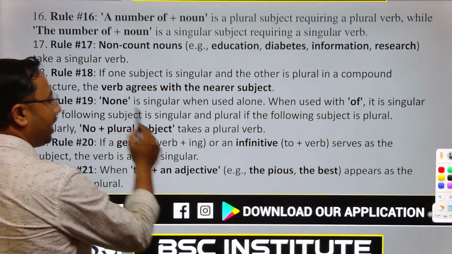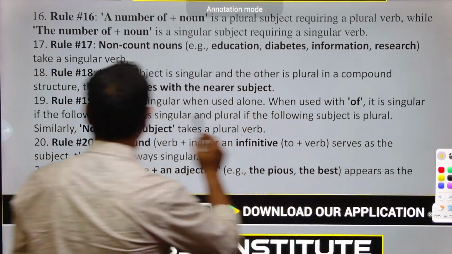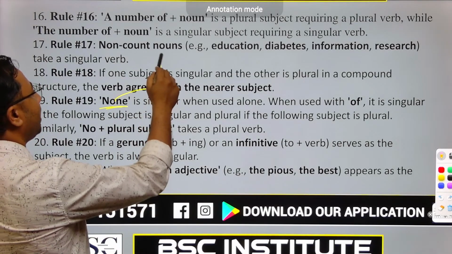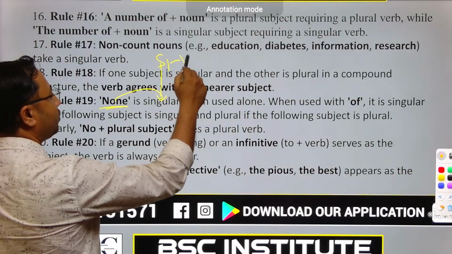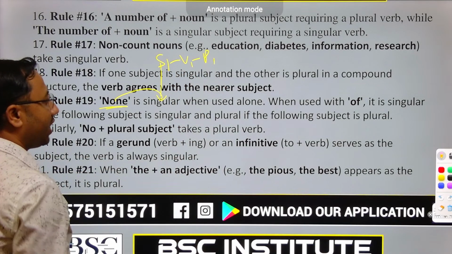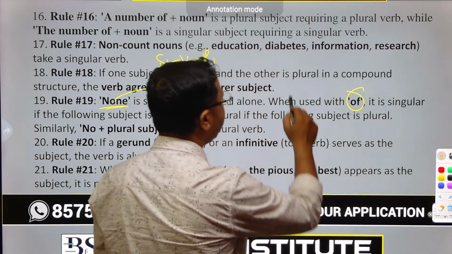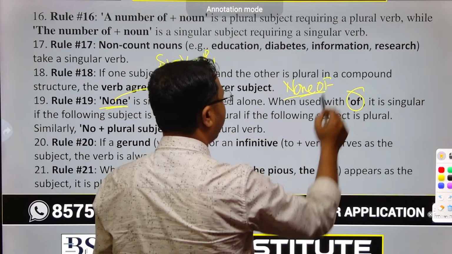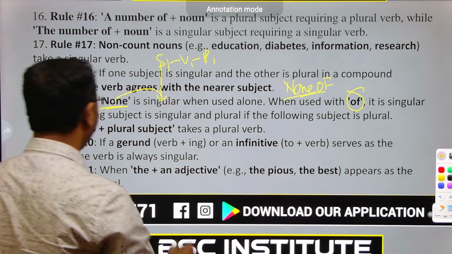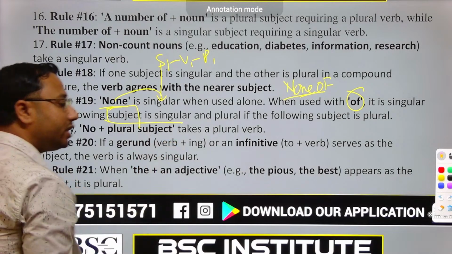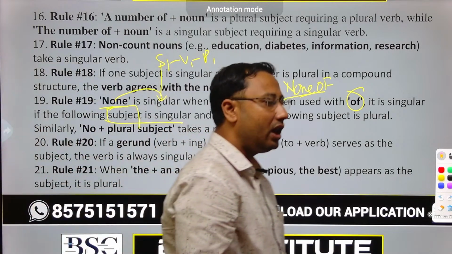So they are telling us if only none is used, then none is actually singular. And if it is singular, then it becomes S1, and S1 follows V1 follows P1, right? But when used with of, that means if none is followed by of, then I have to check after the of what is the subject given. If the subject is singular, then we'll use a singular verb. If the subject is plural, then we'll give a plural verb.